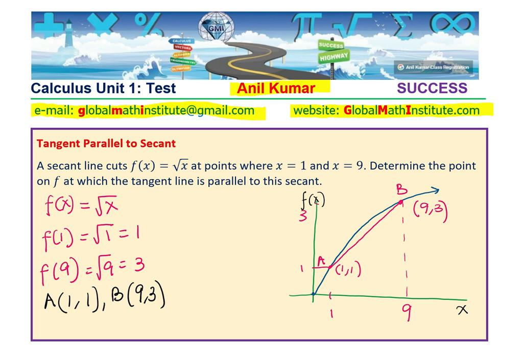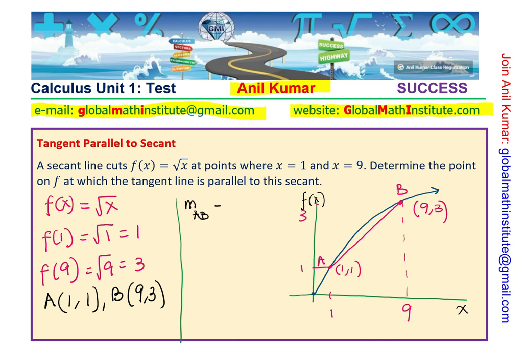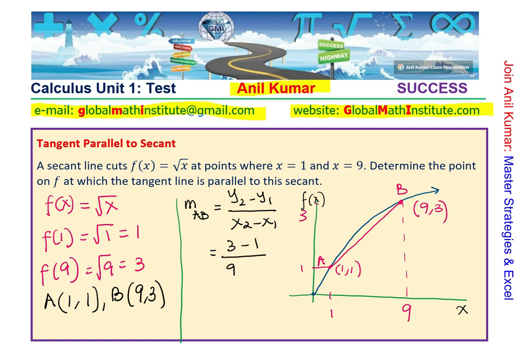Now let us find the slope of the secant AB. Let me write this as m_AB, the slope from A to B, using the simple formula (y2 minus y1) over (x2 minus x1), which means (3 minus 1) over (9 minus 1). 3 minus 1 is 2, and 9 minus 1 is 8, so 1 over 4 is the gradient or the slope of the secant, correct?